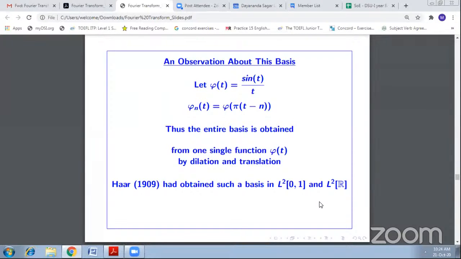Okay. So look at this basis. We have found all these functions are obtained from one function, sine t by t, by either scaling or shifting, either multiplication by pi and a shifting by n. So the entire basis is obtained from one single function phi t by dilation and translation. Haar had obtained a similar basis way back in 1909, before all these came.